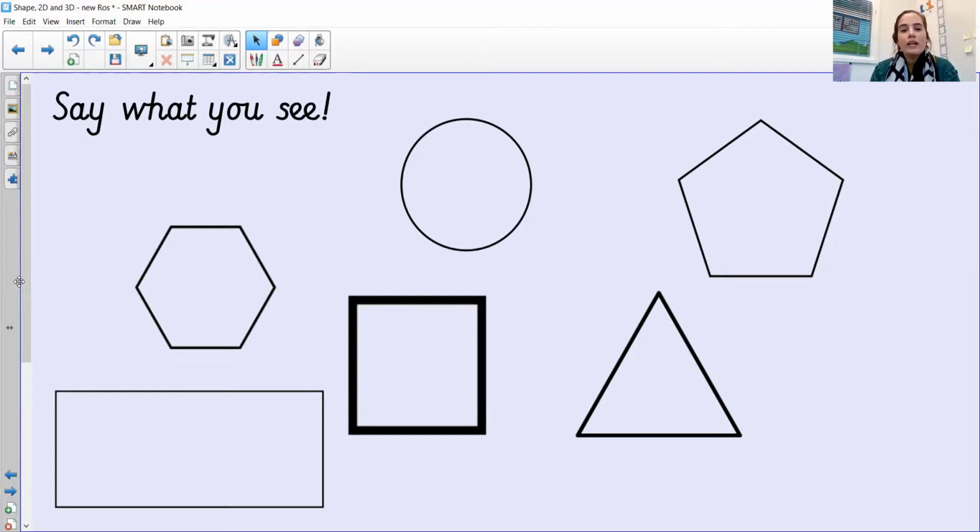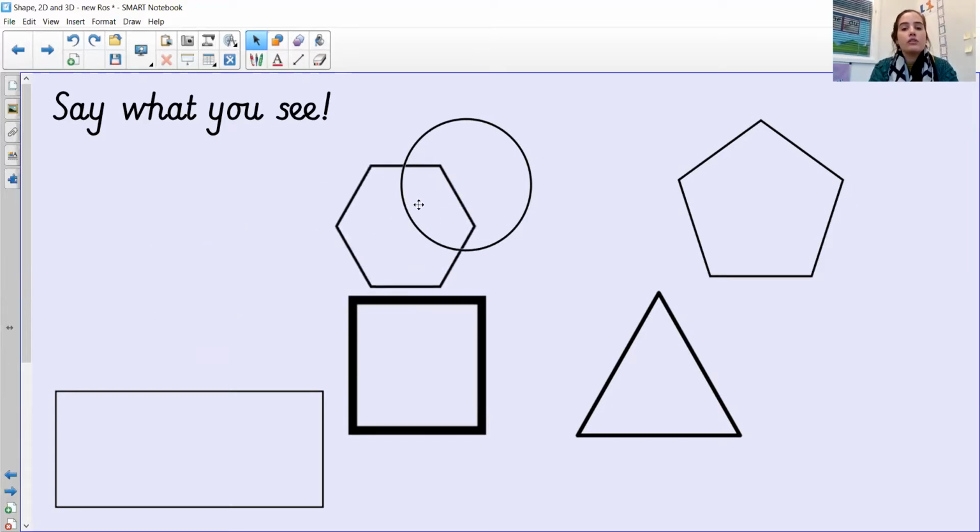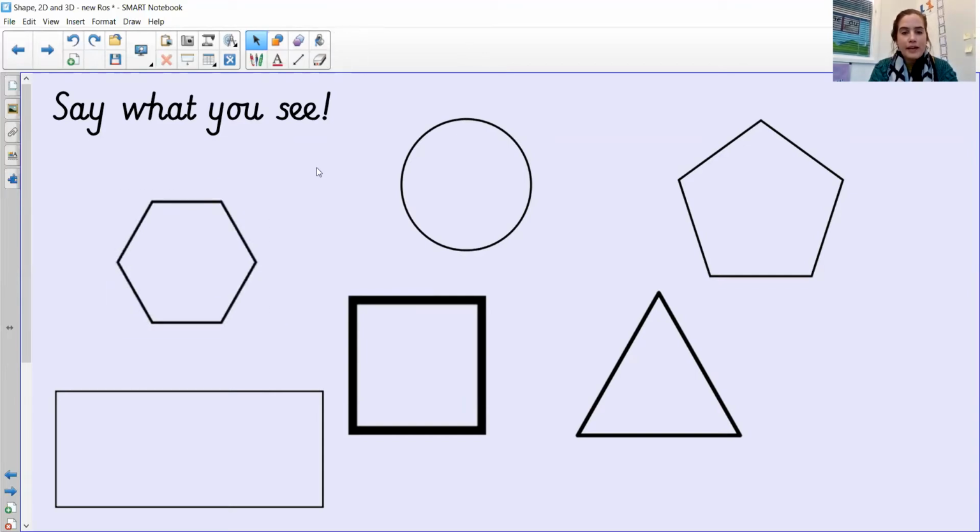Okay, so let's just quickly go along the shapes. So we've got a hexagon. We've got a circle. We've got a pentagon, we've got a triangle, a square, and a rectangle.